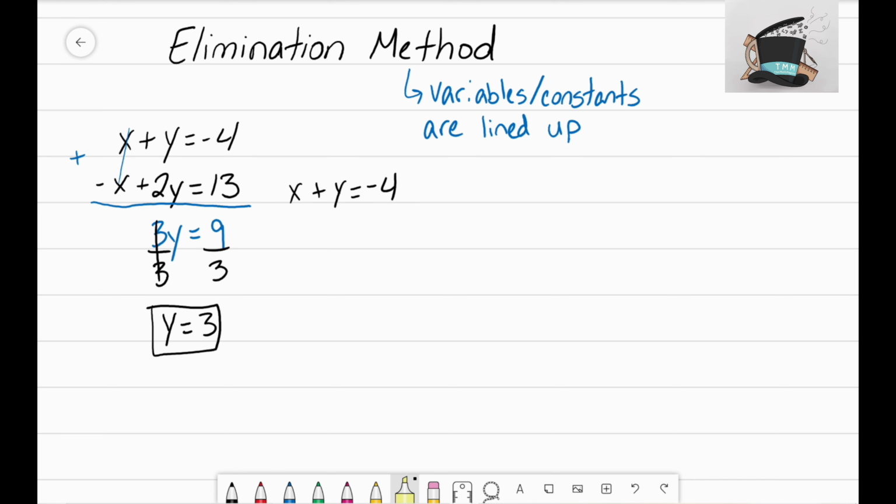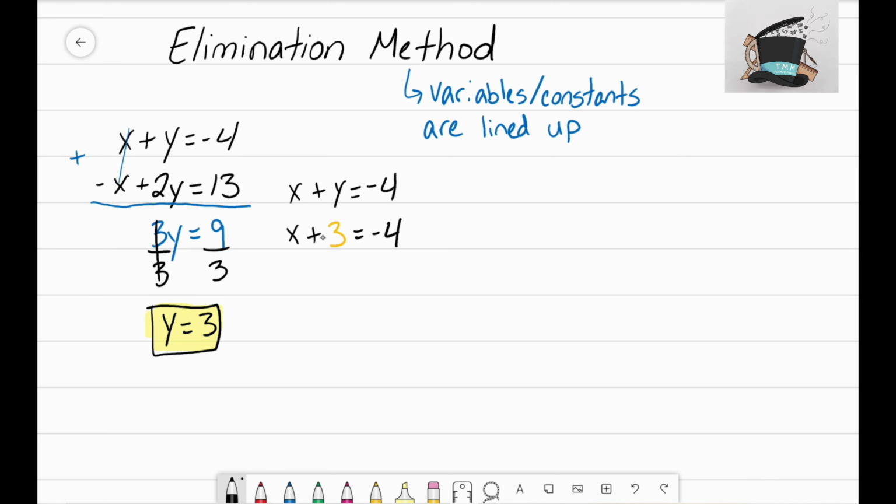Now, since I know that y equals 3, I want to use that fact to substitute this y value into our first equation. So I'm going to keep writing. I have x plus, but instead of writing my y, I'm going to write that y equals 3 because that's what we had solved. So I'm going to write plus 3 equals negative 4. And now I have an equation with one variable that I can solve.